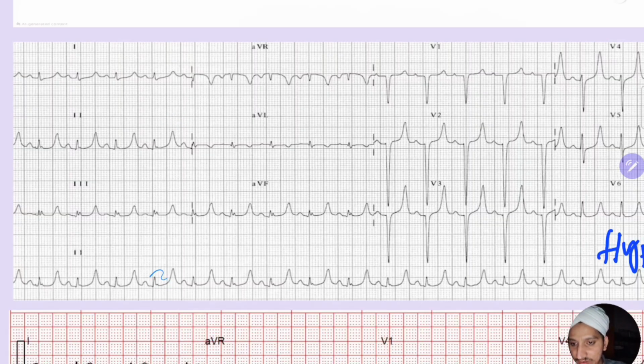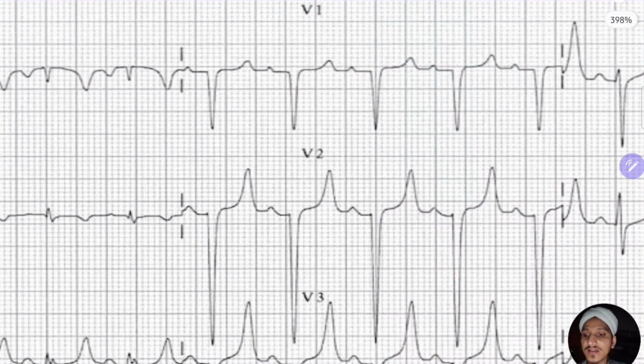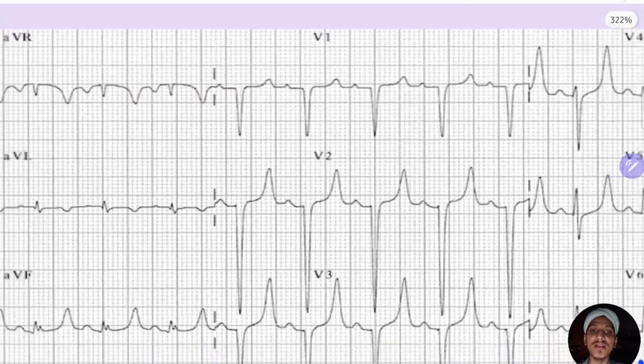See the P waves. P waves are not widened and not heightened also. And in V1 also you see, you can make out only a monophasic wave, but it is not more than one small square. It should be more than one small square, then you can say it is right atrial hypertrophy. See here, I will show you. You are seeing a monophasic wave, but it is not more than one small square height. So that means there are no chamber abnormalities.